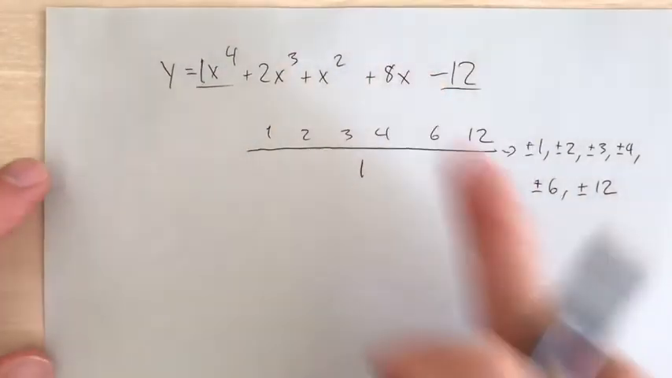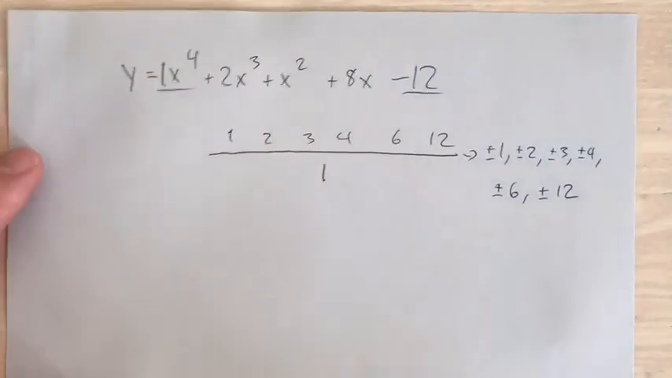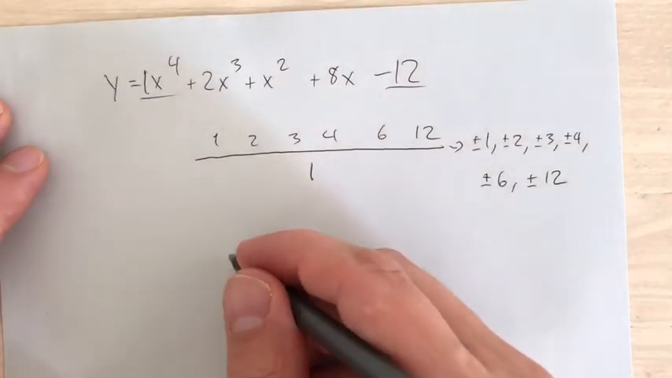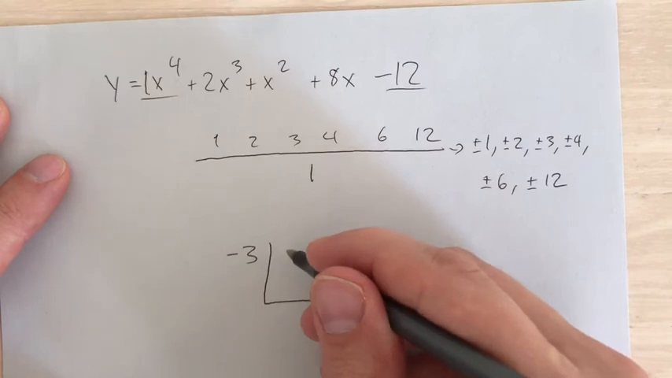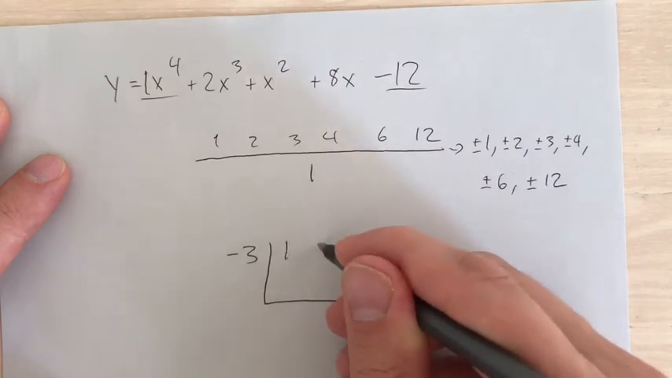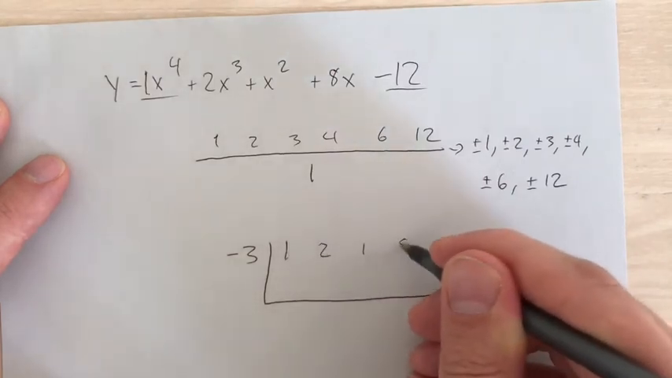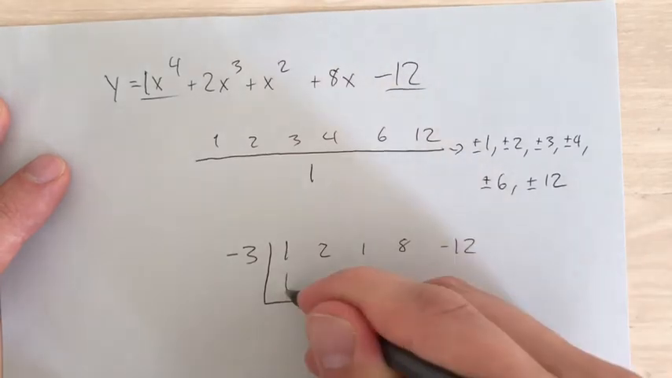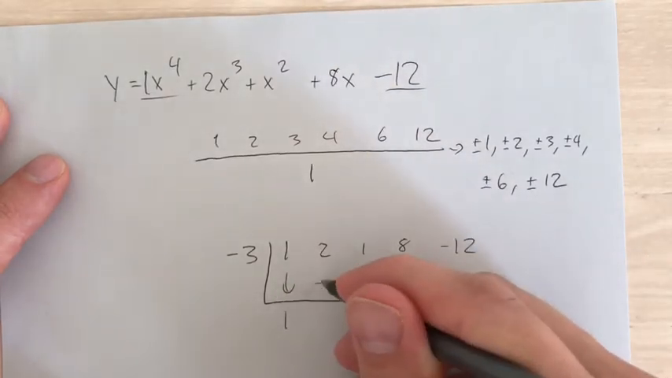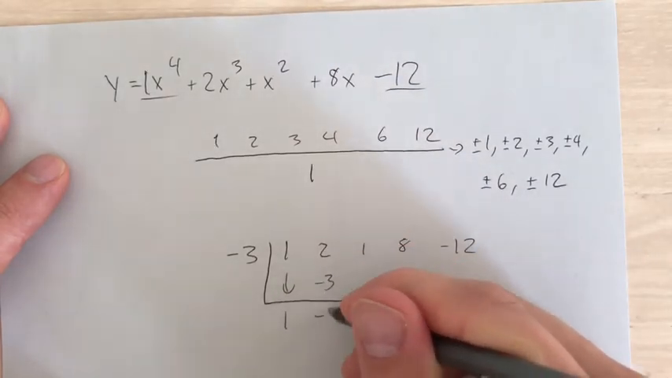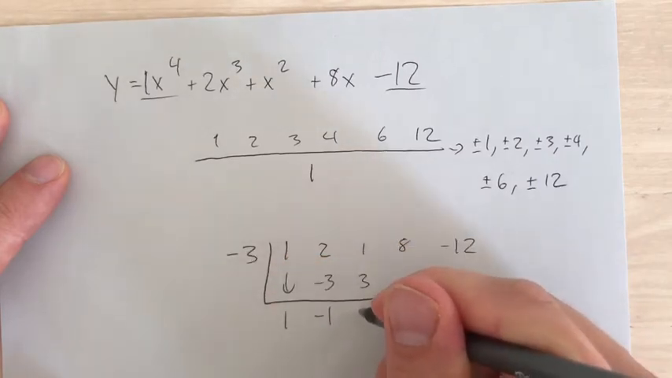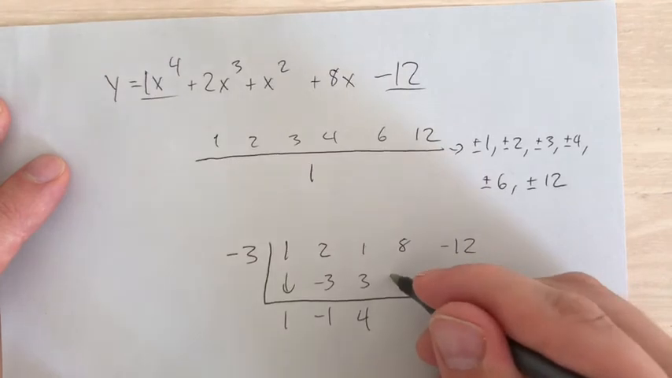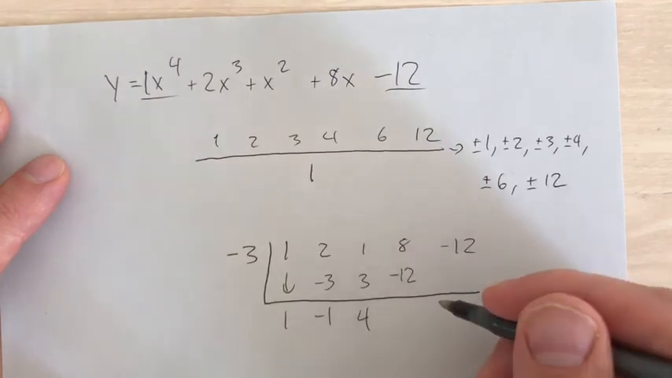We're now going to divide those into the polynomial until we get the actual breakdown. Let's try negative 3 first. It was lucky for us last time, so let's see if it is again. We have 1, 2, 1, 8, negative 12. Drop this down, we get 1. Add those together, you get negative 1. Multiply that, you get 3. Add it, you get 4. Negative 3 times 4 is negative 12.